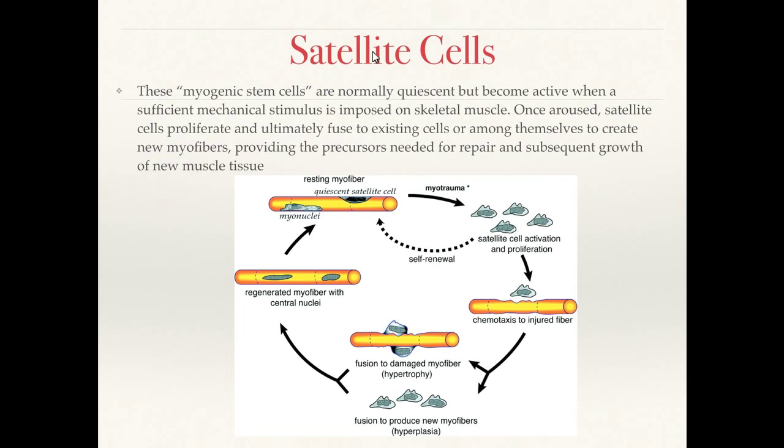You have a resting myofiber with a quiescent or resting satellite cell. There's myotrauma to the cell. The satellite cells then divide, which is, you see satellite cell activation and proliferation. They then migrate to the area that's injured, which is known as chemotaxis. They fuse to the damaged fiber, and that causes hypertrophy just by addition of their size, but also allows for more hypertrophy because you have more nuclei. Also, those fibers can line up and form new myofibers, and we think that's a method of hyperplasia.